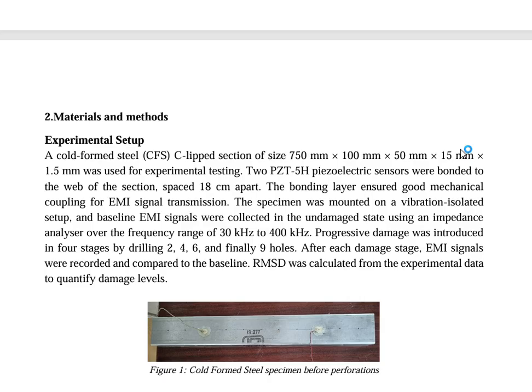Then we introduced damage in 4 stages, drilling 2, 4, 6 and finally 9 holes and recorded the EMI response after each stage. After every stage, we calculated RMSD values to quantify how much the signals changed. This helped us measure how severe the damage was.